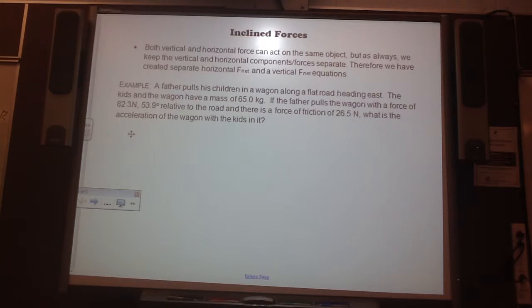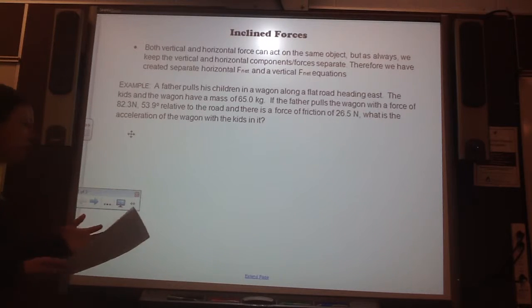So, for example, a father pulls his children in a wagon along a flat road heading east. The kids and the wagon have a mass of 65 kilograms. If the father pulls the wagon with a force of 82 newtons at 53.9 degrees relative to the road, and there is the force of friction, what is the acceleration?